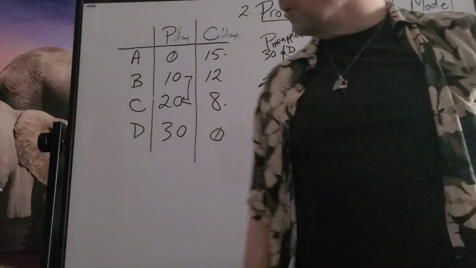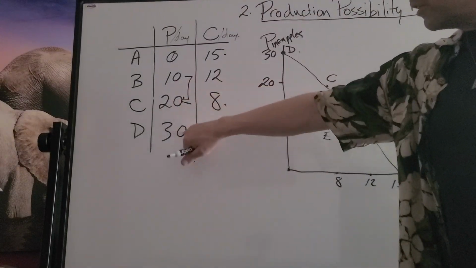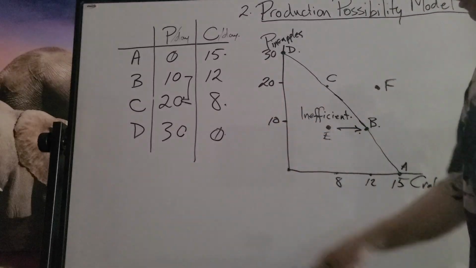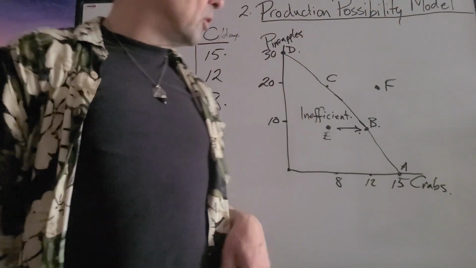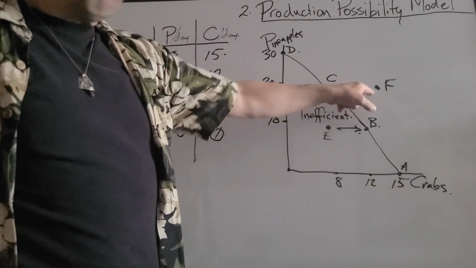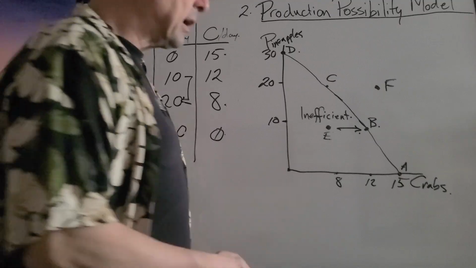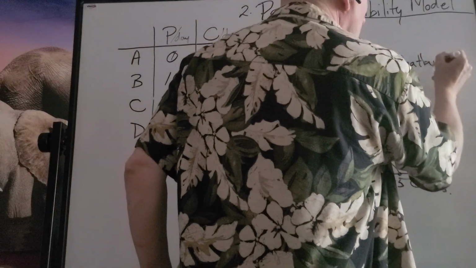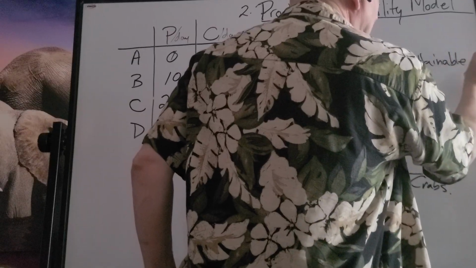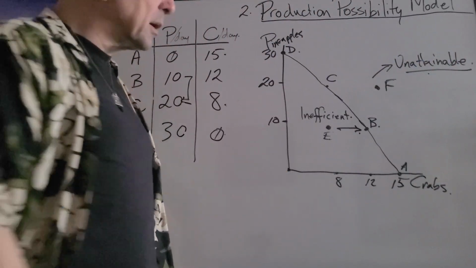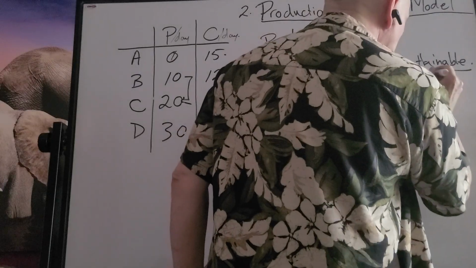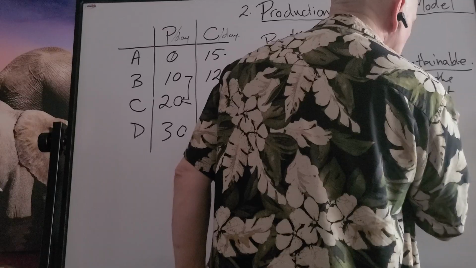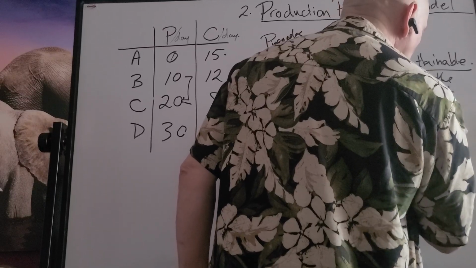Well, what did I say earlier? I said that if I wanted to move from 20 to 30, with my current level of resources, I would have to give up those 8. I would have to produce absolutely no crabs at all. So this point F, I can't even do that with my current resources. So we call that unattainable with the current level of resources.